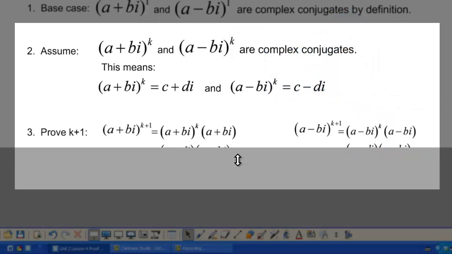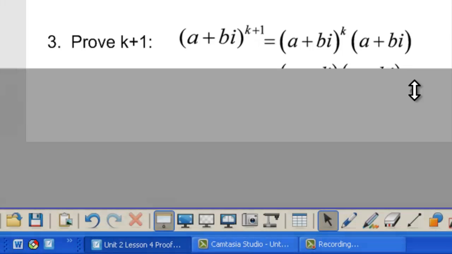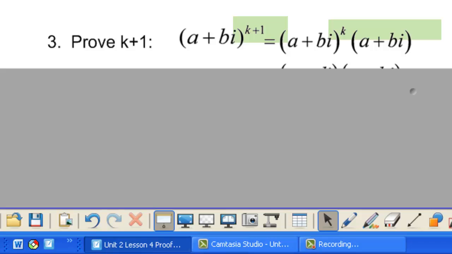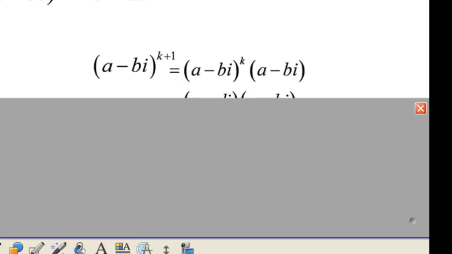So let's go to the third. We need to prove that k plus 1 is true. So if I have a plus bi raised to the k plus 1, can't I think of that as a plus bi to the k and then a plus bi to the first? Because by power of exponents, I have the same base. I would add the exponents k plus 1 to get k plus 1. The same thing is true for a minus bi raised to the k plus 1. I can think of it as a minus bi to the k times a minus bi to the first.